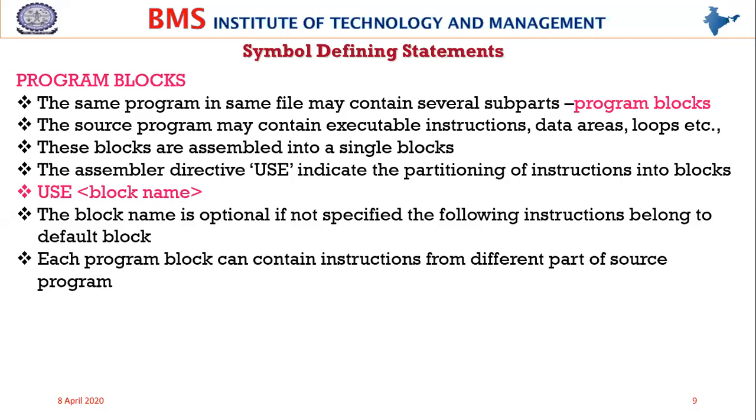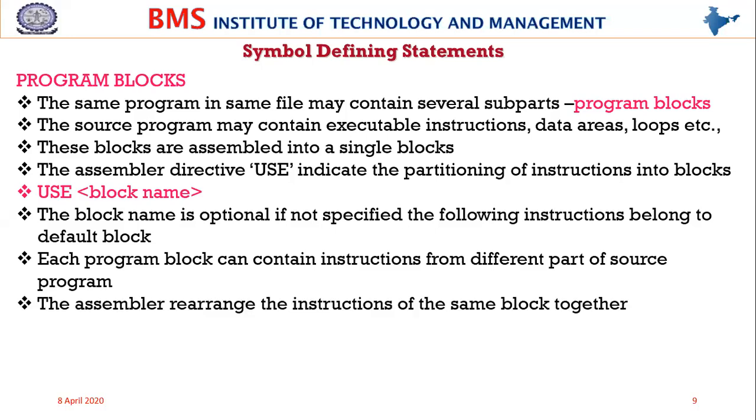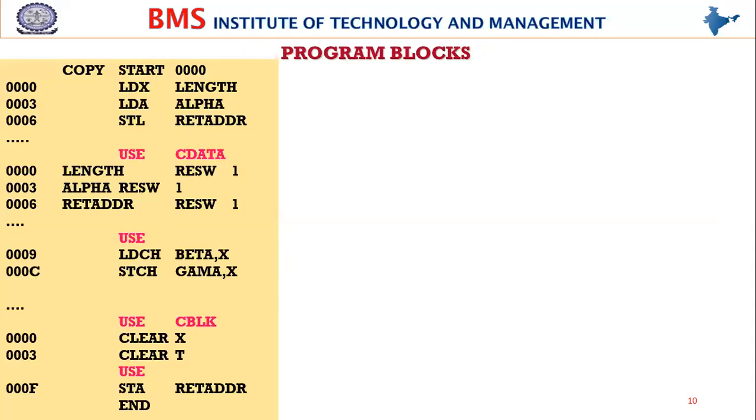Each program block may contain instructions from different parts of the source program, and the assembler rearranges the instructions by grouping all those instructions belonging to the same block in one place. Okay, have a look at the example. This example is showing we have 1, 2, and 1. It means there is one default block.